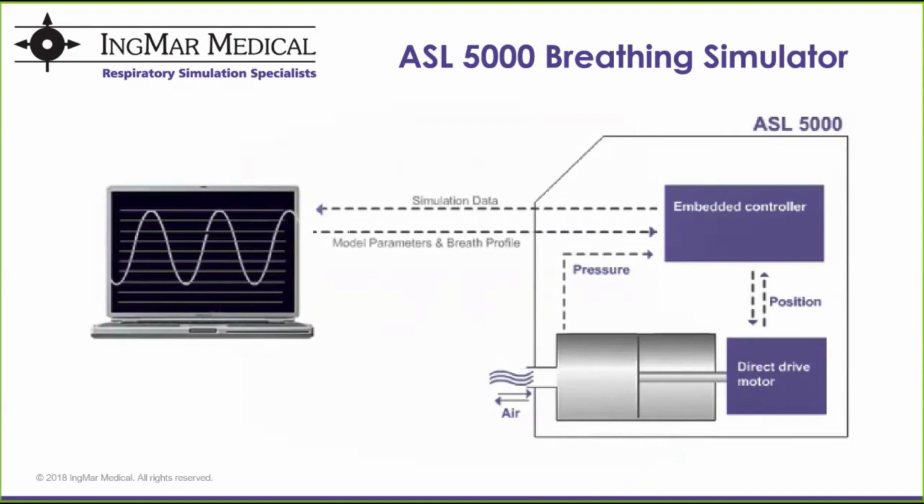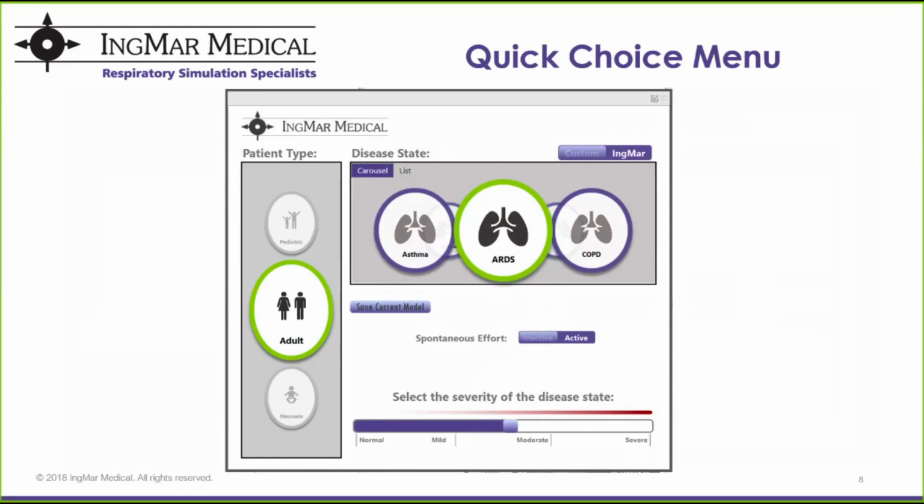And with the ASL 5000 lung solution, we are able to control the movement of the piston with the LLEAP software. Through the LLEAP software, you can select one of our pre-programmed respiratory disease states from the Quick Choice menu. And for each disease state, you are able to adjust the severity from mild to severe. This is the easiest way to incorporate realistic respiratory disease states into your scenarios.